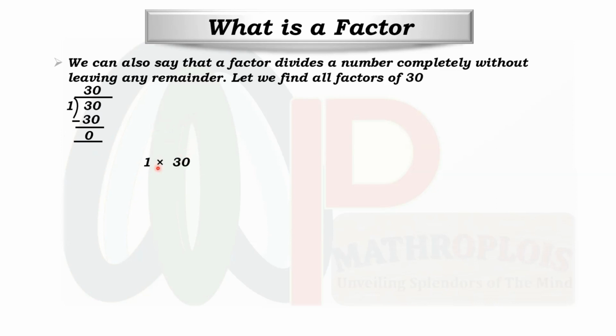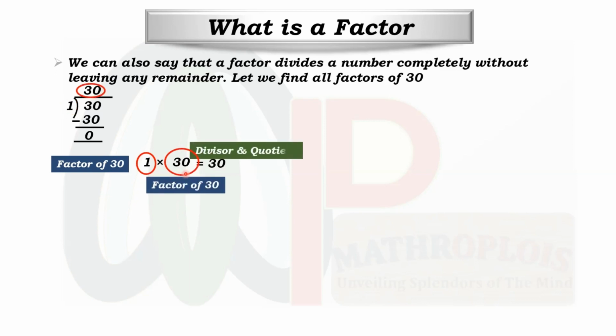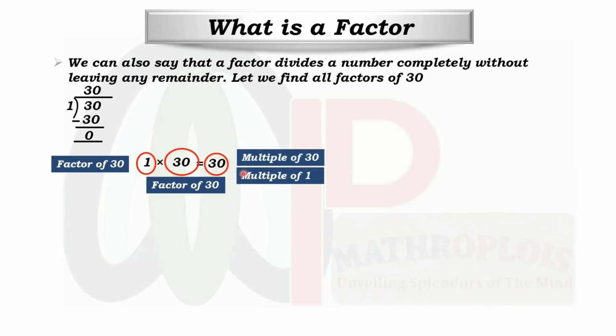One multiplied by 30 gives the product 30. 1 and 30 are factors of 30. We can note here 1 is divisor and 30 is quotient. The product, 30, is a multiple of 1 and 30.